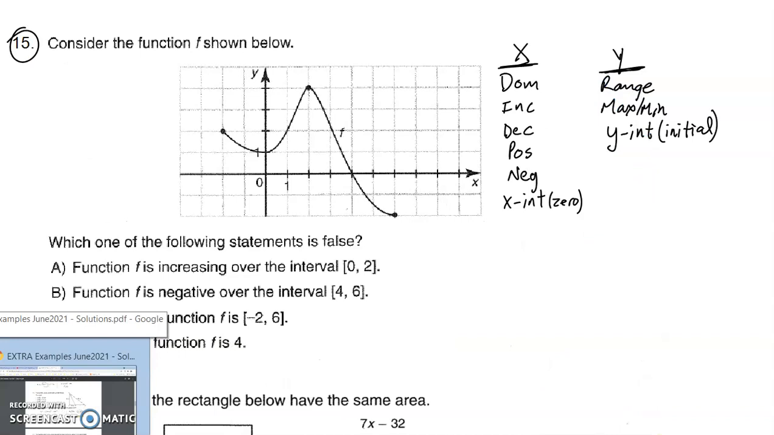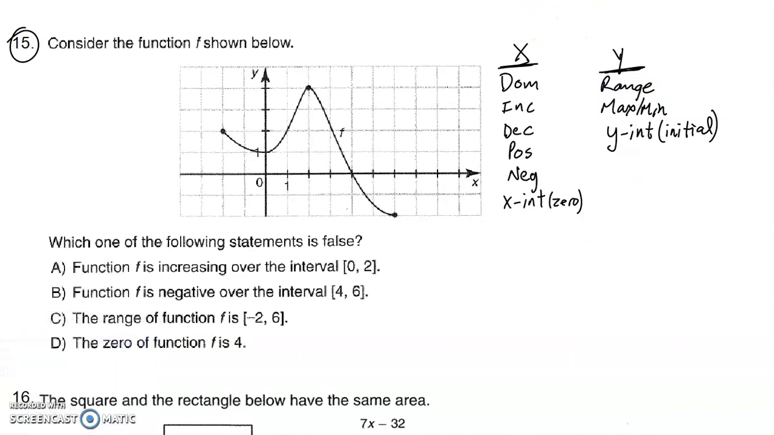Question 15 is asking you about the properties of functions, all right? And I made my list over here on the details that you need to know, the properties about the x's and y's. Just remember that x values are domain, increase, decrease, positive, negative. Those are intervals, right? And then the x-intercept is a number. And in the y values, there's the range, and that's an interval, and the max and the min is a number, okay? And the y-intercept is also called the initial value.